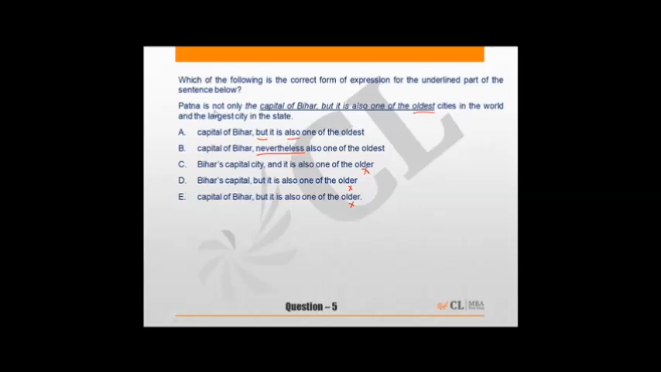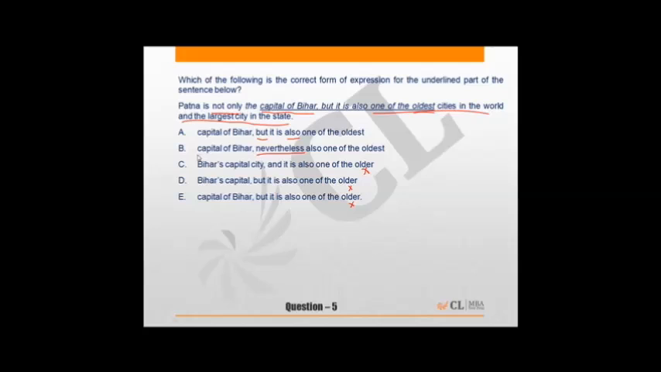But also here makes sense, because the statement should be that Patna is not only the capital of Bihar, not only is this the description of Patna, that it is the capital of Bihar, but another description of Patna is that it is one of the oldest cities in the world and the largest city in the state. So both parts of the statement are moving in the same direction, talking about how relevant Patna is as a city. It's the capital of Bihar and at the same time one of the oldest cities in the world and the largest city in the state, right? So therefore not only and but also is the correct combination of conjunctions, which stands for and.